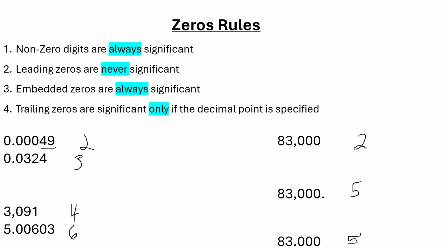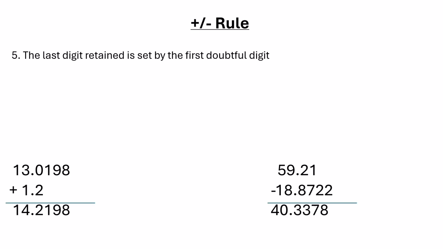The 5th rule states that the last digit retained is set by the first doubtful digit. This is for addition and subtraction. It doesn't make a lot of sense right now, so let's look at some examples to help clear up any confusion. For example number 1, we have 13.0198 plus 1.2 equals 14.2198.